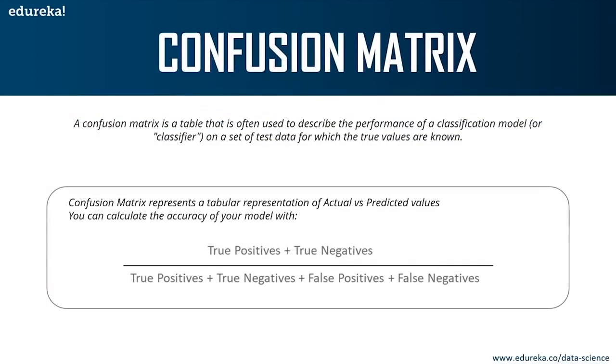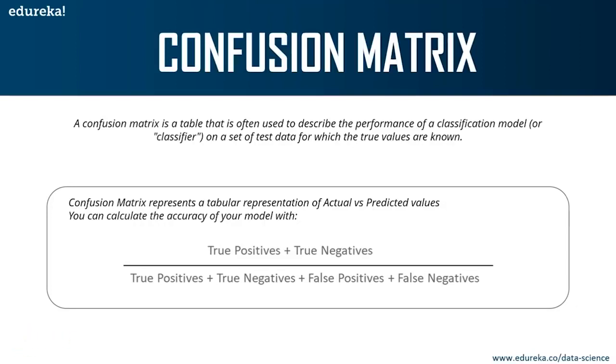Now guys, what is a confusion matrix? Don't get confused, this is not a complex topic. A confusion matrix is a matrix that is often used to describe the performance of a model. It is specifically used for classification models or a classifier. It calculates the accuracy, or the performance, of your classifier by comparing your actual results and your predicted results.